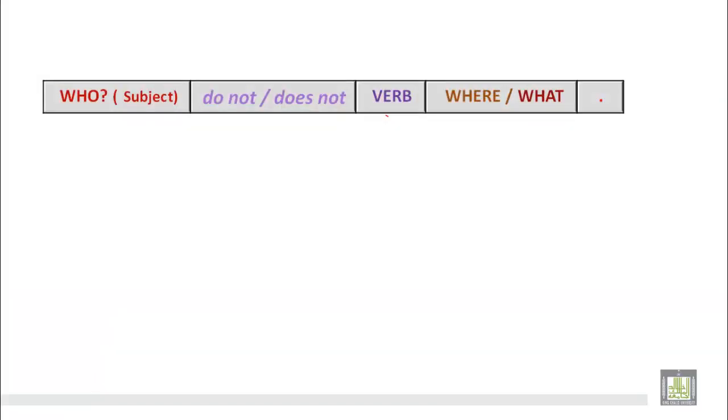The following structure will explain how to make negative sentences in the present tense. As we see in the structure, who represents the subject. Then after that we can use do not or does not according to the subject. And after that we have to use the main verb in the base form. After that you can add information about where or what, then a full stop. And it will be a complete sentence.